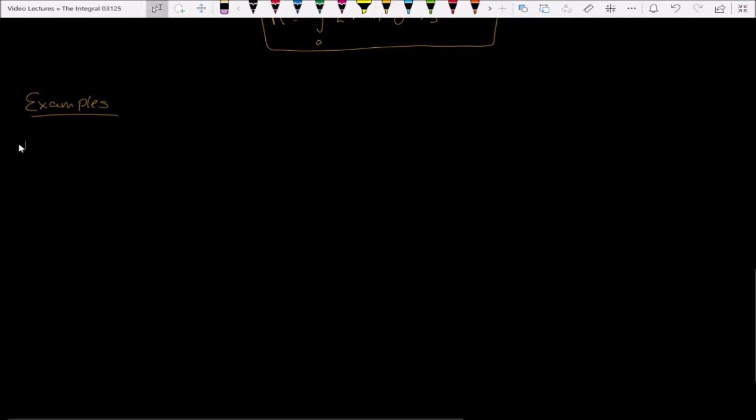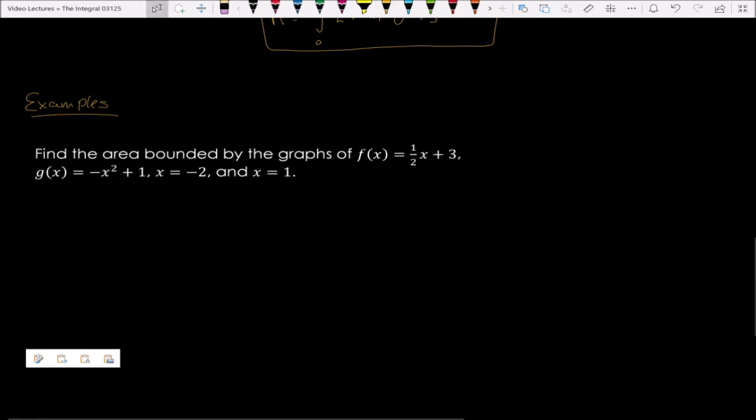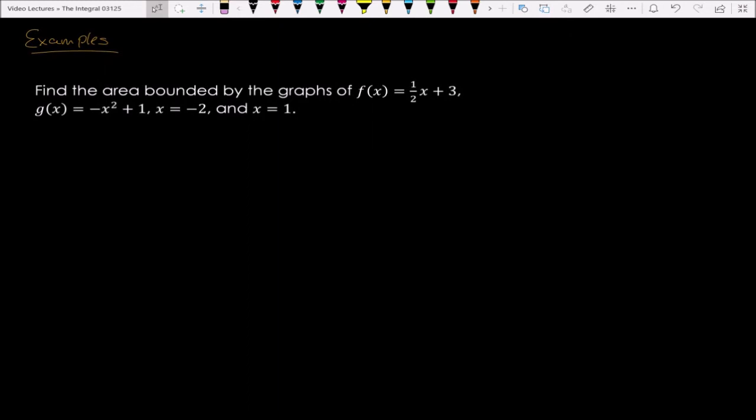For the first example, we're going to find the area bounded by the graphs of a half x plus 3 and negative x squared plus 1, and the lines x equals negative 2 and x equals 1. All right, the first thing we want to do is see if these two curves actually intersect anywhere. To do that, recall you just set them equal to each other and solve.